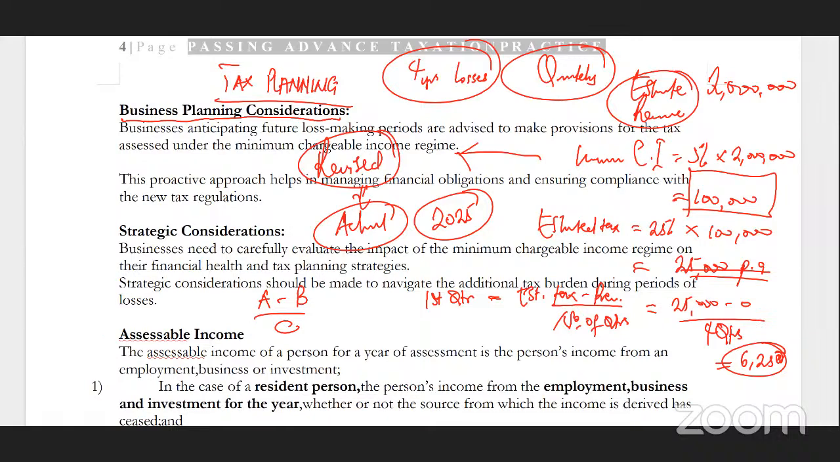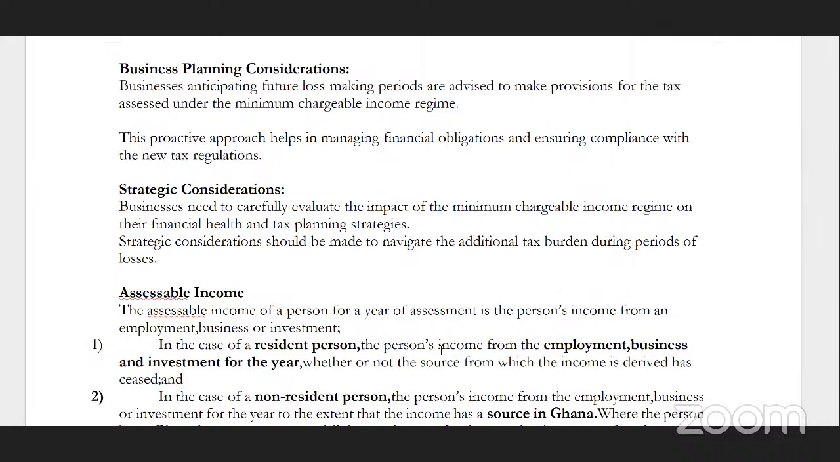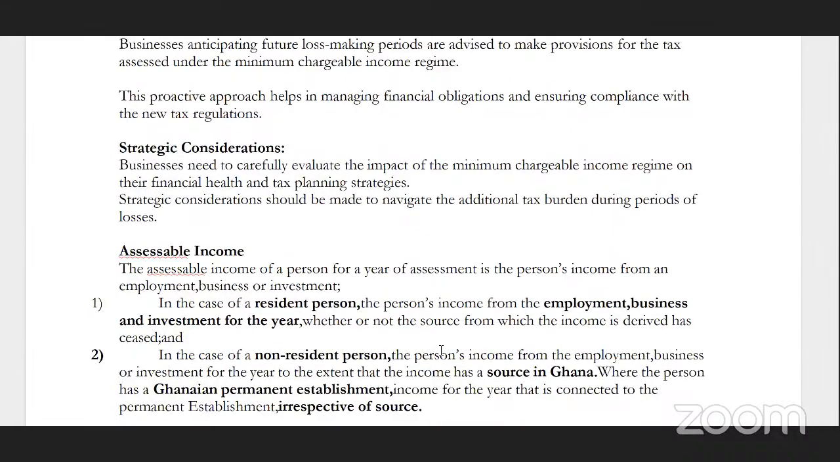We'll be getting to our first Q&A session very soon. Now, there are some strategic considerations: you need to carefully evaluate the impact of this minimum chargeable income on your financial health and tax planning strategies. Strategic considerations should also be made to navigate the additional tax burden during periods where you make losses. So these are the rules of the minimum chargeable income regime. That was it for the minimum chargeable income regime.